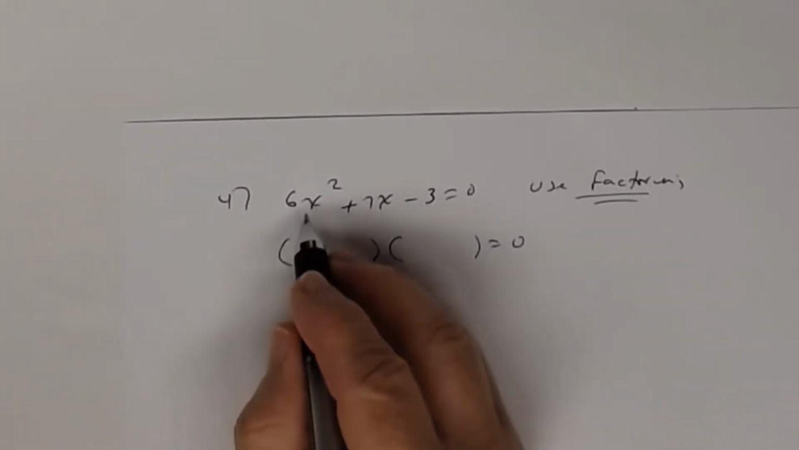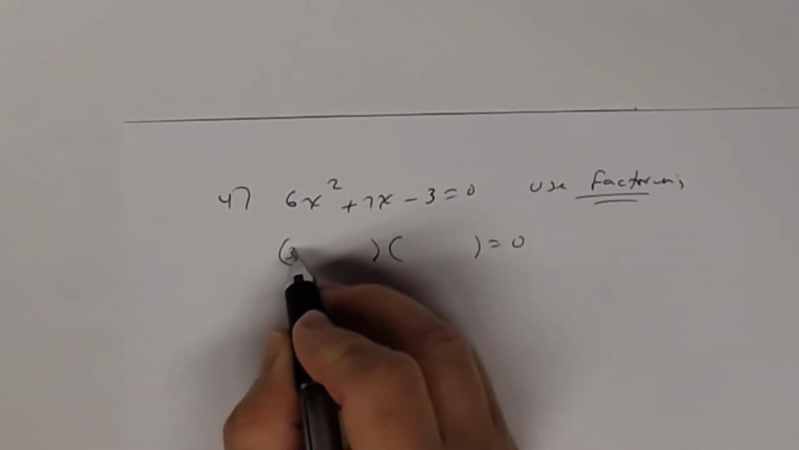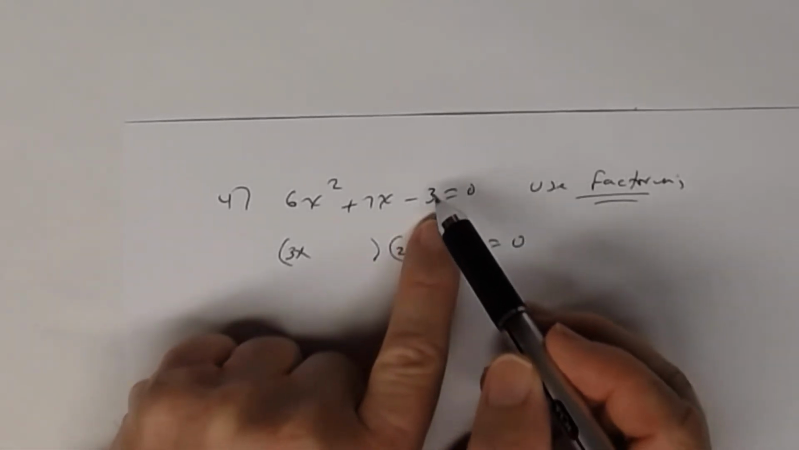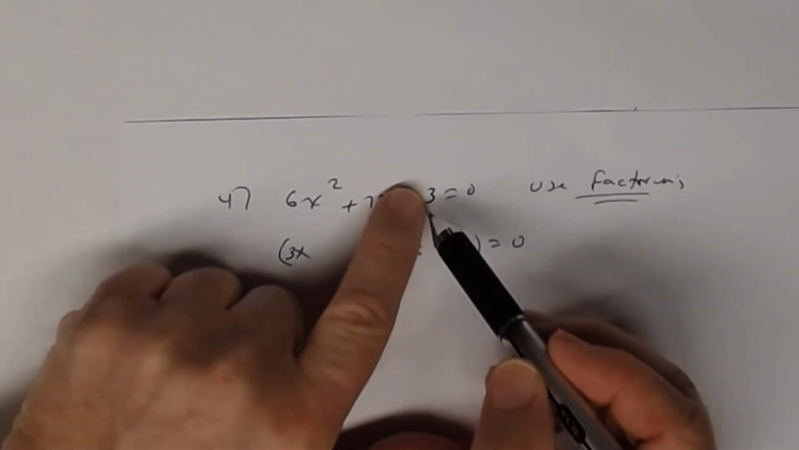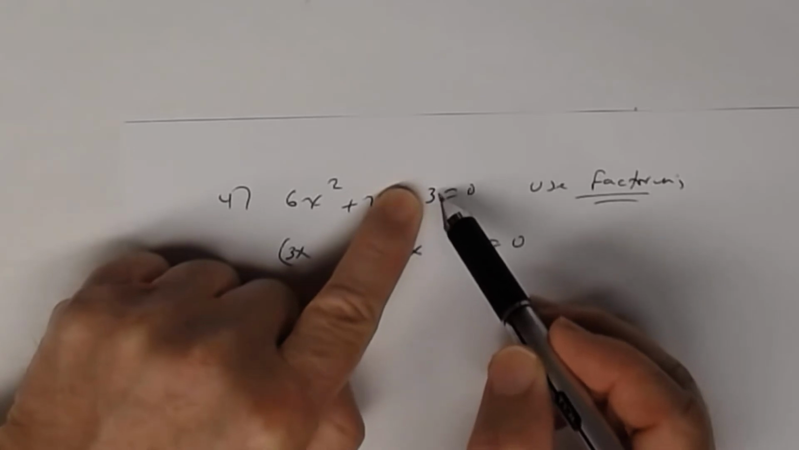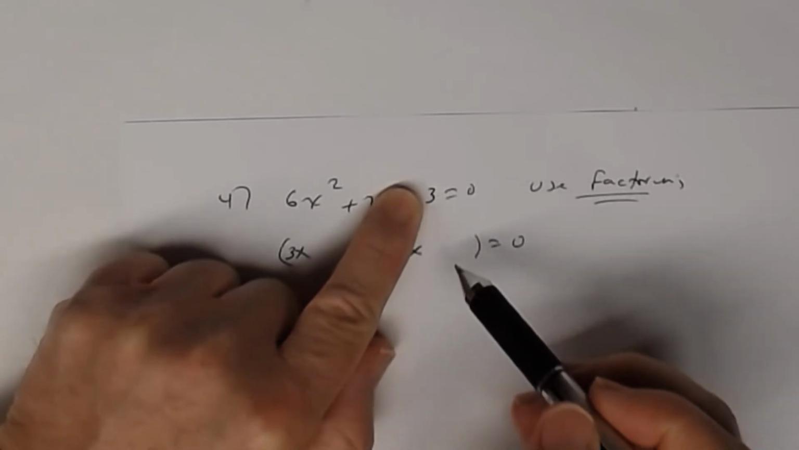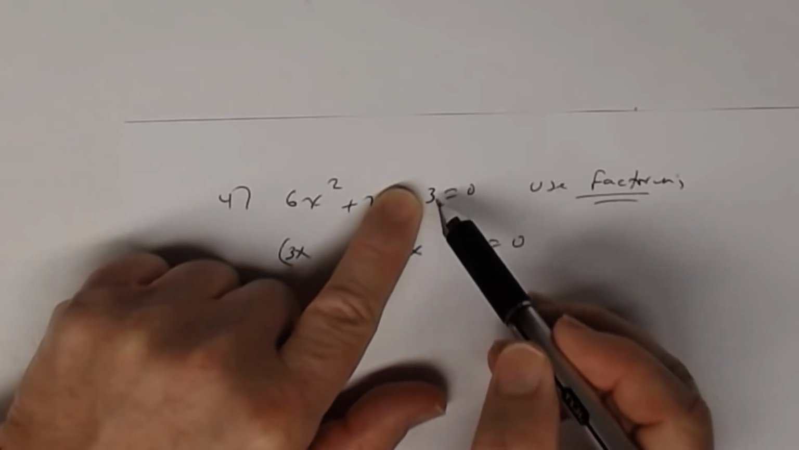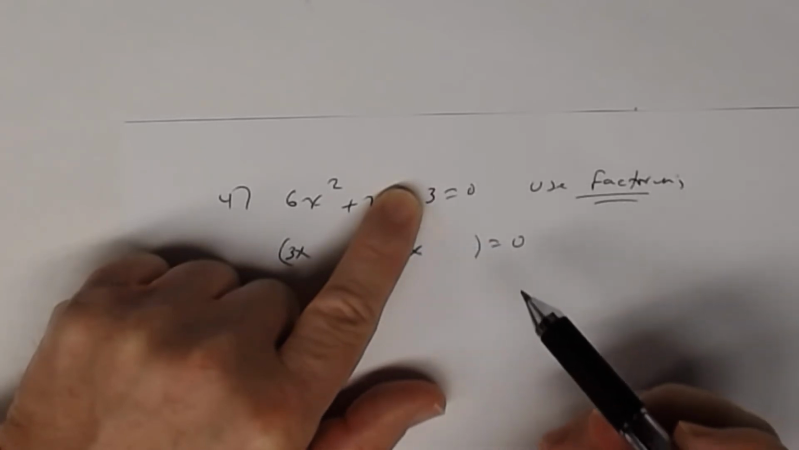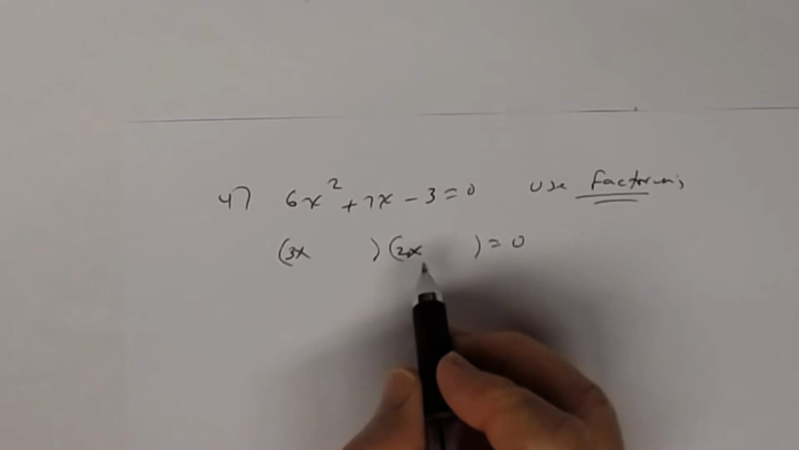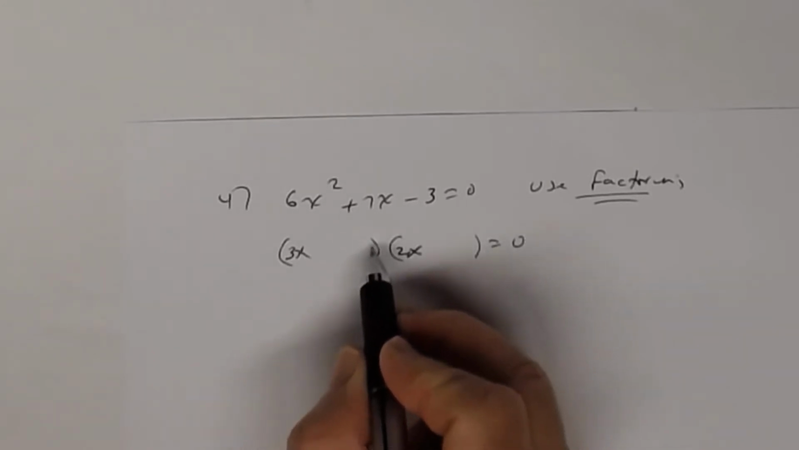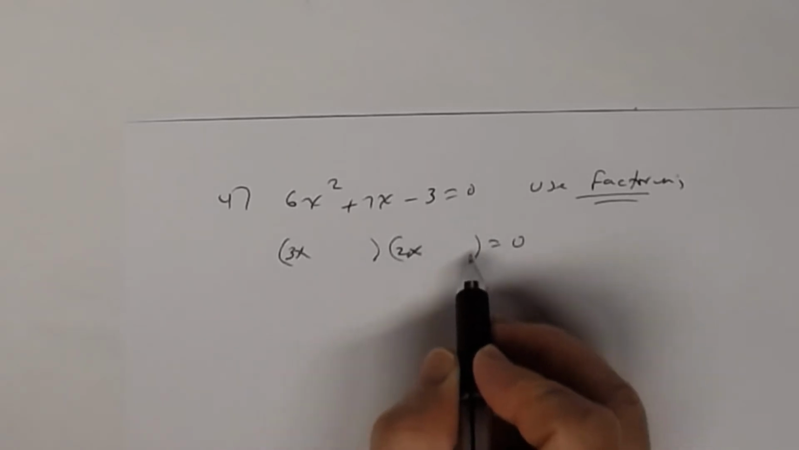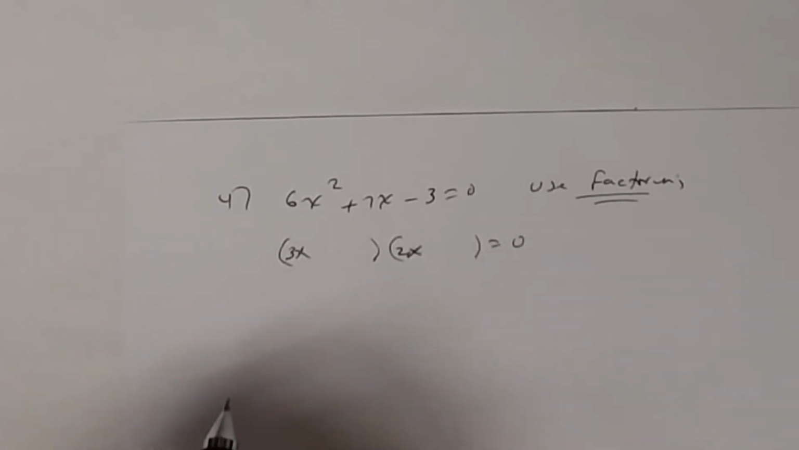So let's try the 3x and the 2x first. Now, this is an easy one because that last term, forget about the subtraction, but this 3 here is a prime number. So there's only one possibility for factors of 3, and that's 1 and 3. That means this term here has to be either 3 or 1, and this term here has to be either 3 or 1.